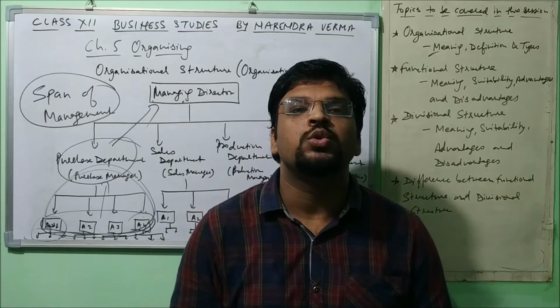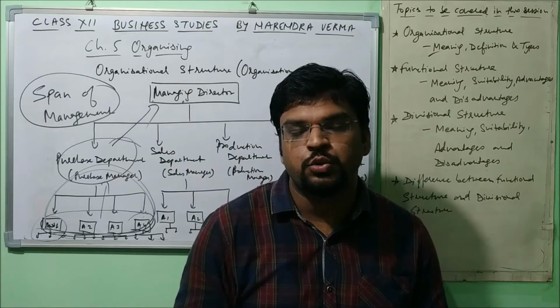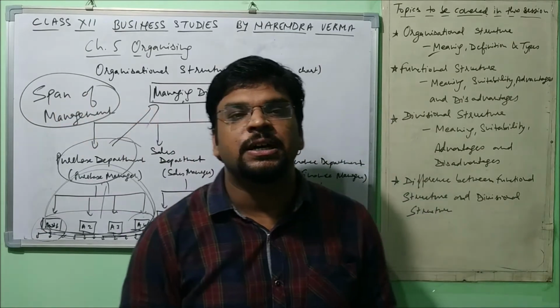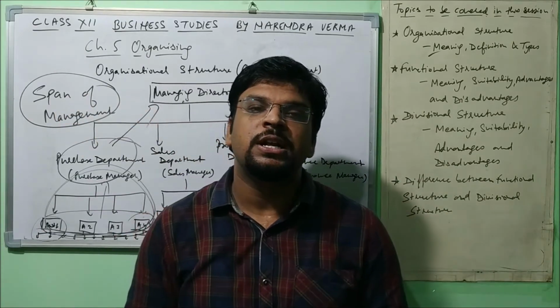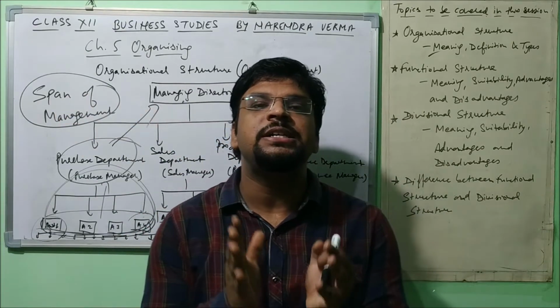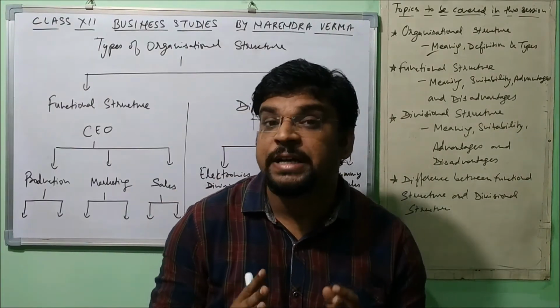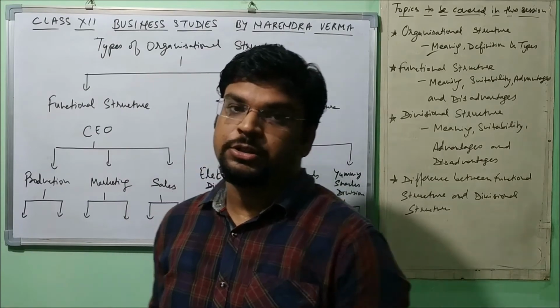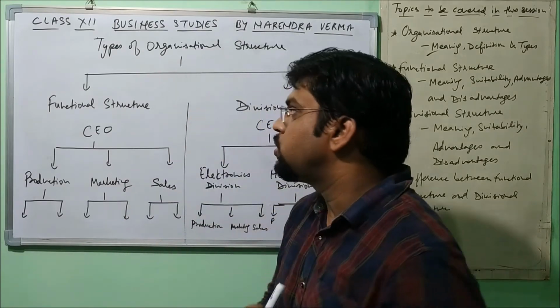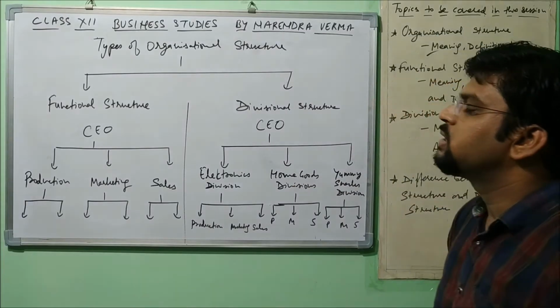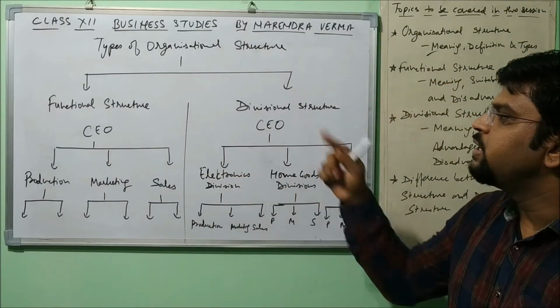Now let's move on to its types. We have understood the meaning and definition, and we have discussed the term span of management also here. Now we are moving towards the types of organizational structure. So, types of organizational structure. In your CBSE 12 syllabus, there are 2 types of organizational structure: functional and divisional.